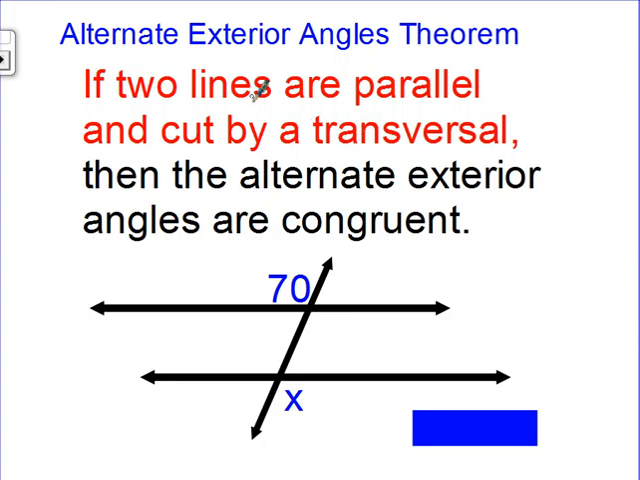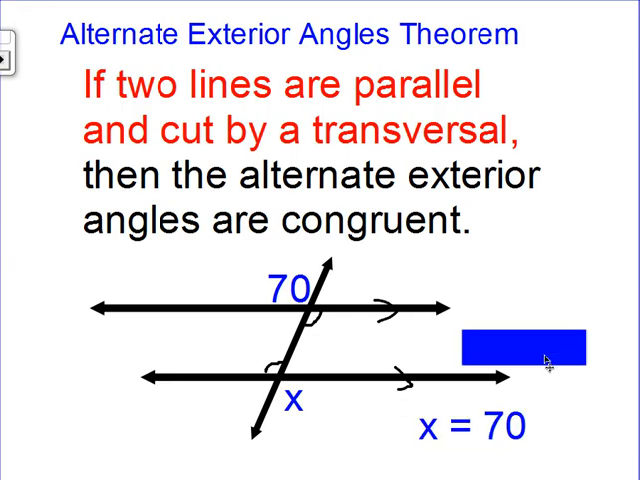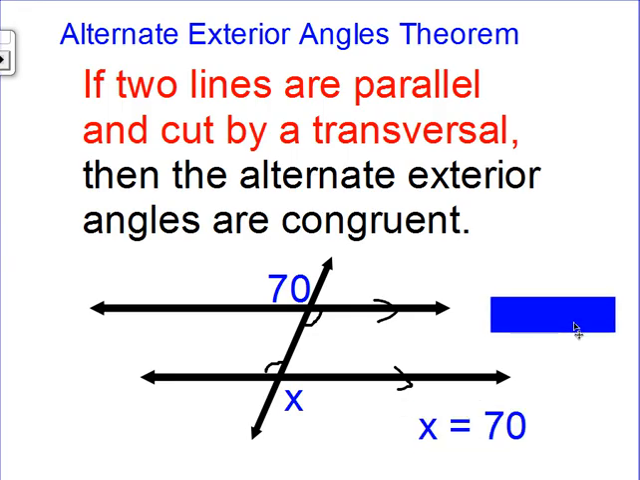Alternate exterior angles are essentially the same thing. If we have two parallel lines being cut by a transversal, the alternate exterior angles are congruent. We just proved that the alternate interior angles were congruent if we have parallel lines, so I know that those two angles are congruent. And then by vertical angles, I know that this angle and x will be congruent, this angle and 70 will be congruent, so therefore 70 and x would be congruent to one another.